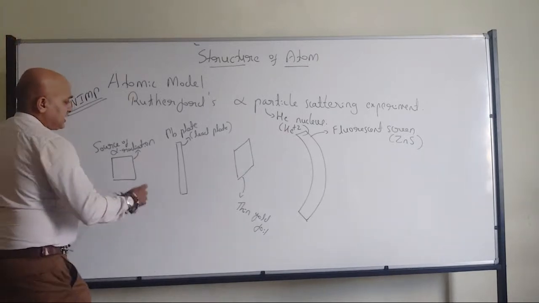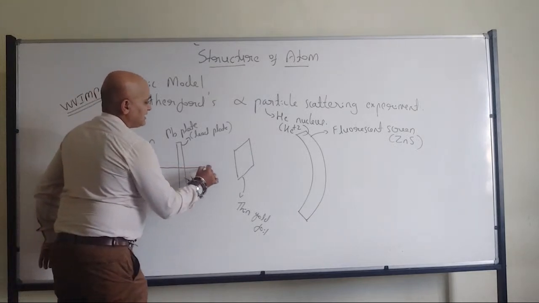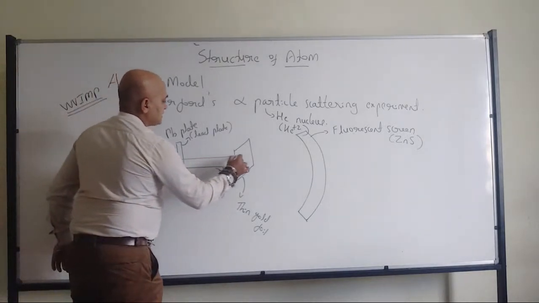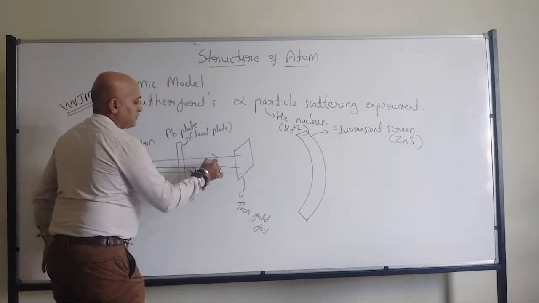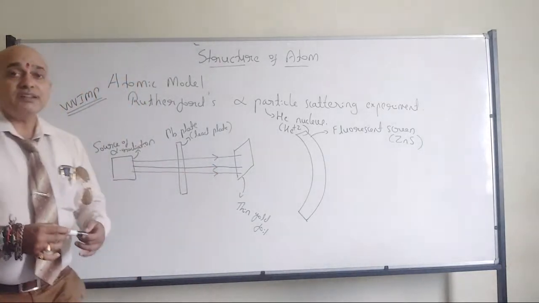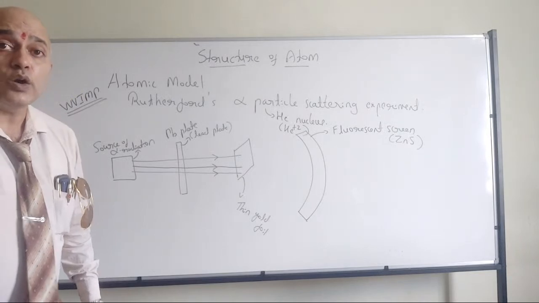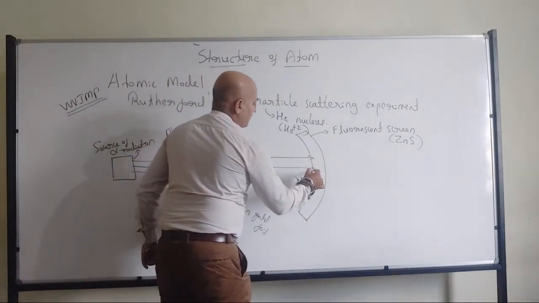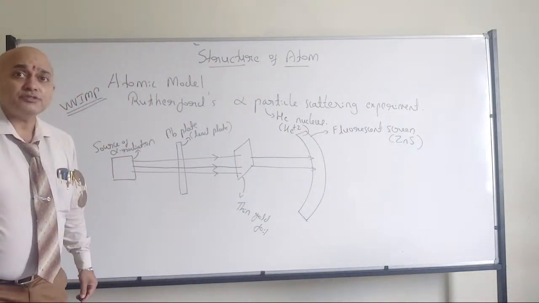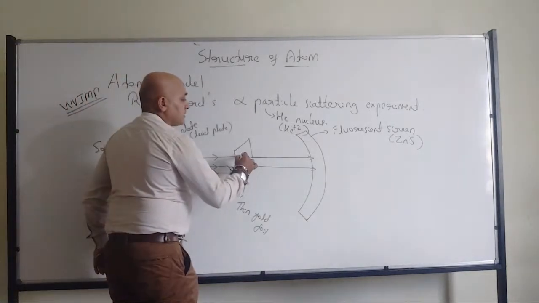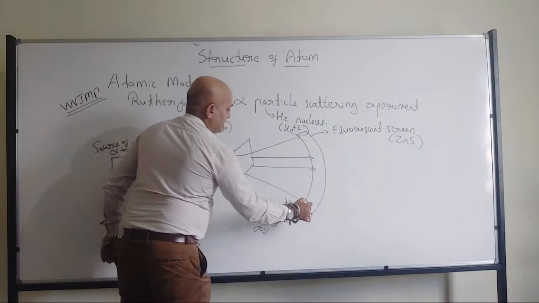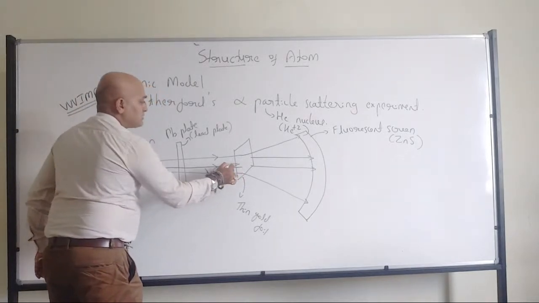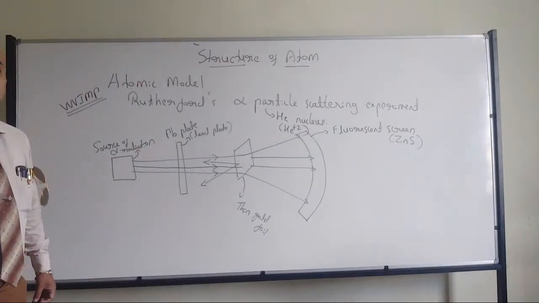Now, the alpha radiation, filtered through the lead plate, is going to hit the gold foil. There will be continuous radiation coming towards the gold foil, and it hits the gold foil. Many of them will pass straight through the gold foil. Some of them will get deviated, and there will be angle formation. Very few will be bounced back.